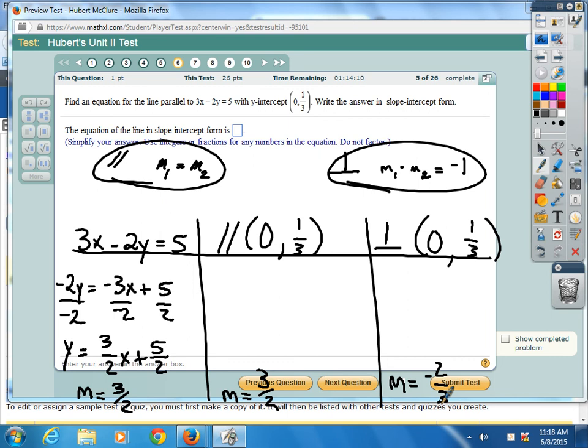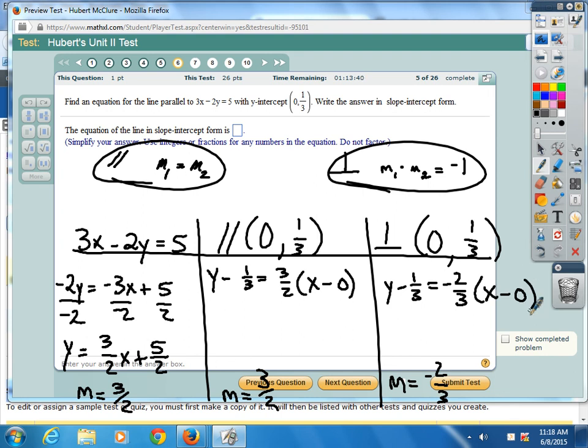And now what do you have here and here? You have a point and a slope. So usually what's the equation? y minus 1/3 is equal to 3/2 times x minus 0. And y minus 1/3 is equal to negative 2/3 times x minus 0. Now you just solve those two for y.